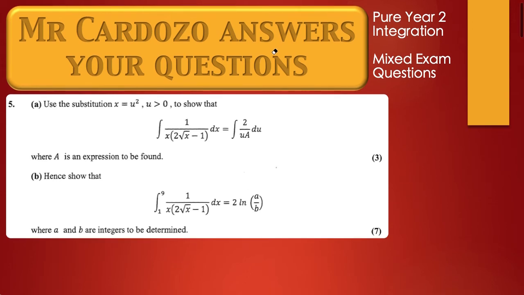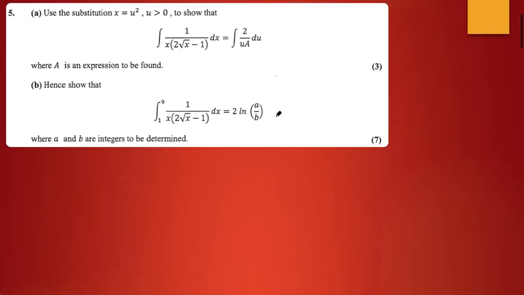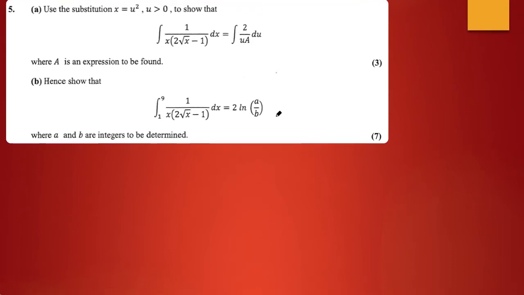Here's the second part of the video going through questions 5, 6 and 7. So question 5: use the substitution x equals u squared to show that this complicated integral equals the integral of 2 over u a with respect to u, where a is an expression to be found, so not a number to be found, but an expression to be found.